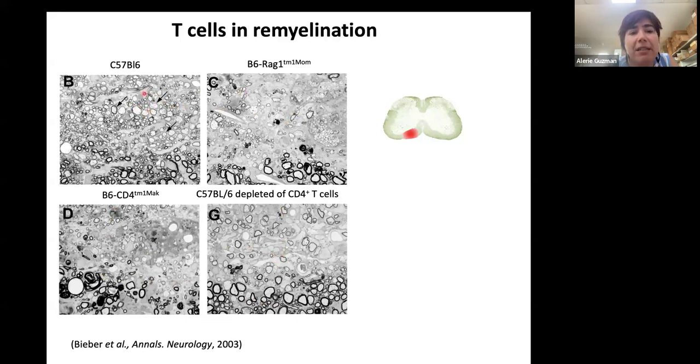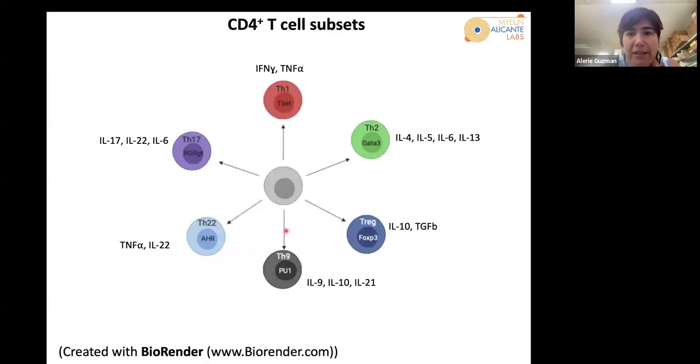So what they observe here is that in the wild type, they observe quite a robust remyelination, but this was significantly impaired in all the 3 mutants in which they manipulated the immune system. Here they have RAG1 knockouts that don't have T or B cells, a mutant for CD4 T cells, or C57 black 6 mice in which they depleted CD4 T cells with an antibody. And they saw that in all of them, remyelination was impaired. Therefore, T cells are not only the bad guys, in brackets, in MS, but they are also required for an efficient CNS remyelination.